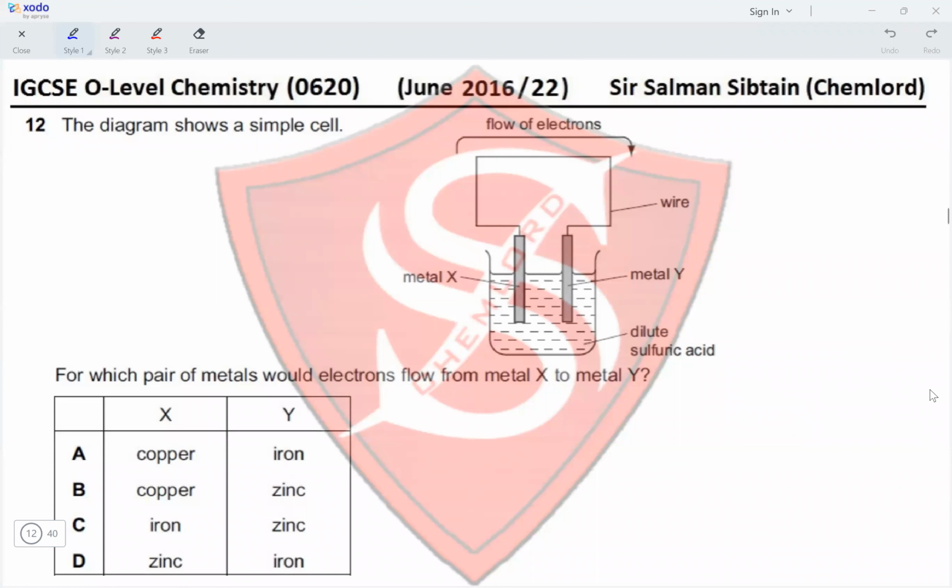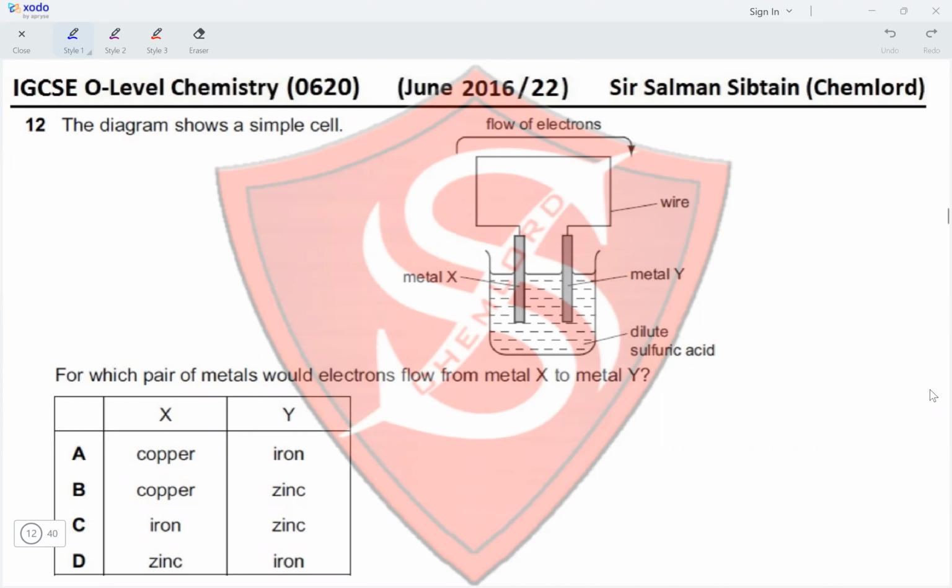Question 12. The diagram shows a simple cell. So they've shown the flow of electrons through the wire. Metal Y is there, metal X is there, dilute sulfuric acid is there. For which pair of metals would the electron flow from metal X to metal Y? So metal X gets oxidized and metal Y gets reduced.